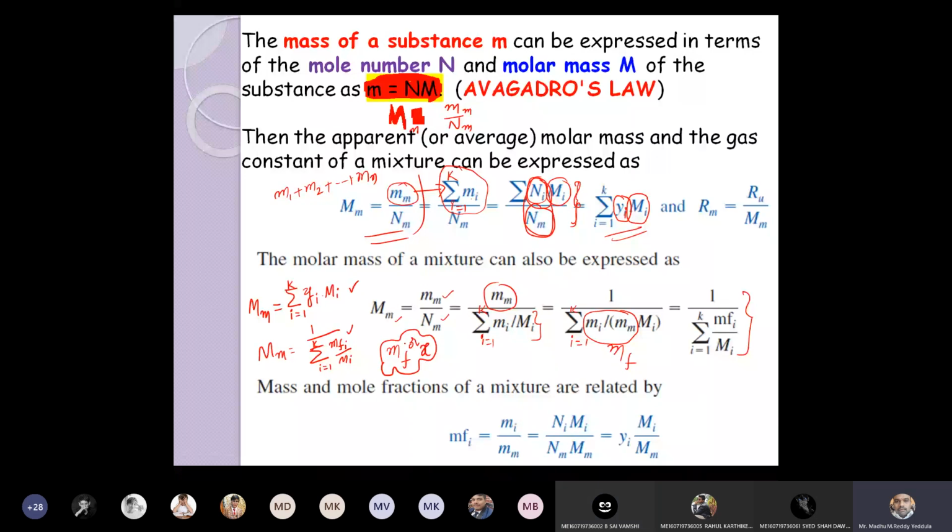So mf or x is the notation we are using for the mass fraction. Clear this one? Now this formula is clear. You note down these two formulas also in your paper, along with the symbols: the molar mass of the mixture in terms of mole fraction, and in terms of mass fraction.